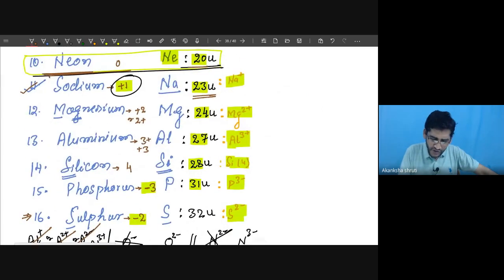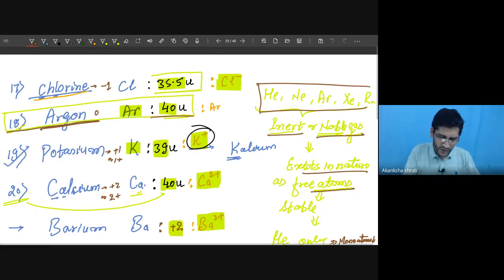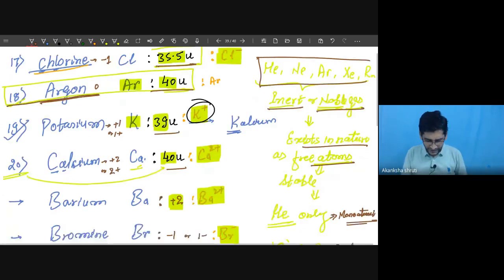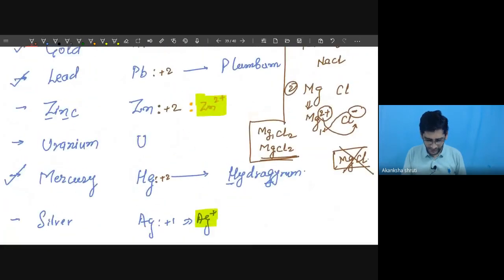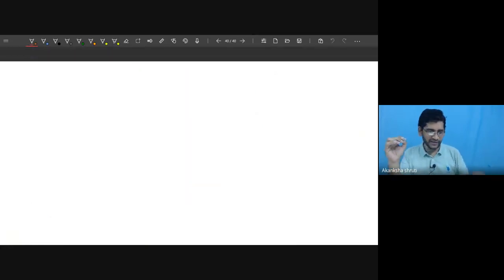Magnesium is 24 U or 24 g. Aluminium is 27. Silicon 28. Phosphorus 31. Sulfur 32. Then chlorine 35.5. Argon 40. Potassium 39. Calcium 40. Only this much is enough for you. For the remaining, like beryllium, iron, gold, their masses are not important for you. So whatever table we have written, up to that much we have to keep in mind, and with the help of this atomic mass, we can quickly calculate the molecular mass.